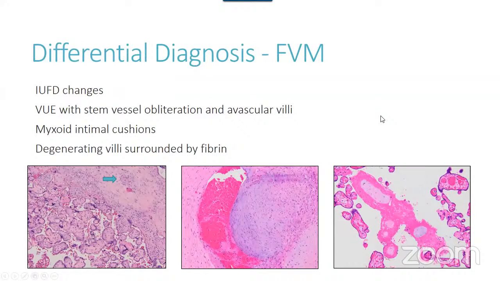What is our differential? So IUFD changes, which we will spend a little bit more time on because it can be a little tricky, are definitely in the differential with FVM. Remember that the reason these downstream changes are happening is because there's cessation of blood flow through the vessels. While in an IUFD, when the fetus has died, there is no longer any blood flow. So it's kind of the same mechanism that's happening, just a different cause.